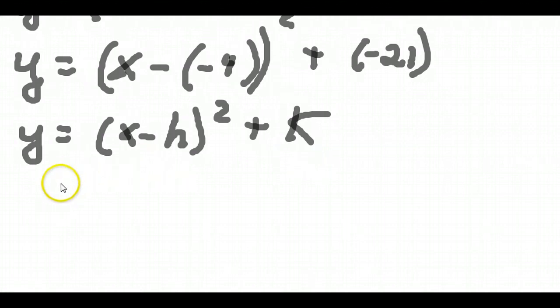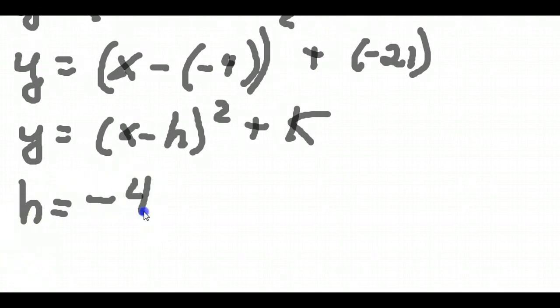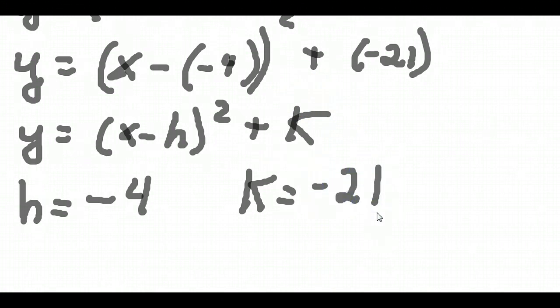So what is our h value? Nina, can you tell me what our h value is? -4. Yes, -4. Brian, can you tell me what our k value is? Positive 21. Not positive. Remember, it was a negative. It was plus a negative 21. We had minus 21. Negative 21. Correct.